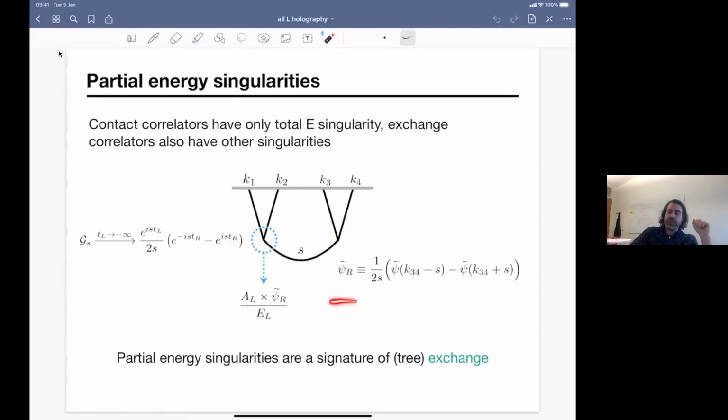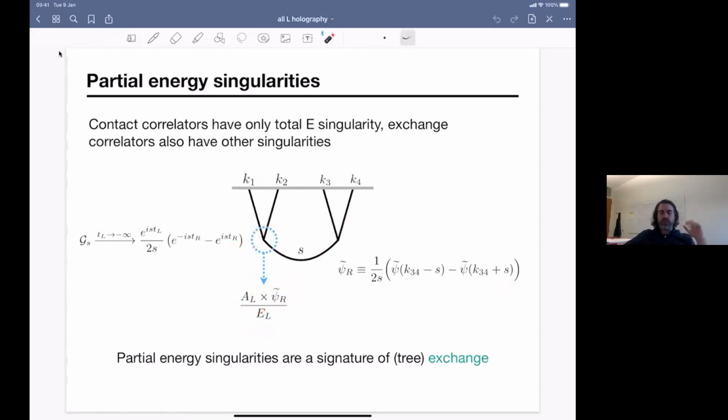And so, if we define this shifted wave function object, the residue of this partial energy singularity is just the product of a flat space scattering amplitude and this peculiar shifted wave function object. And the details of what this residue is are not extremely important, but the important fact is that we know where this object should be singular, and we know what the coefficient of this singularity is.